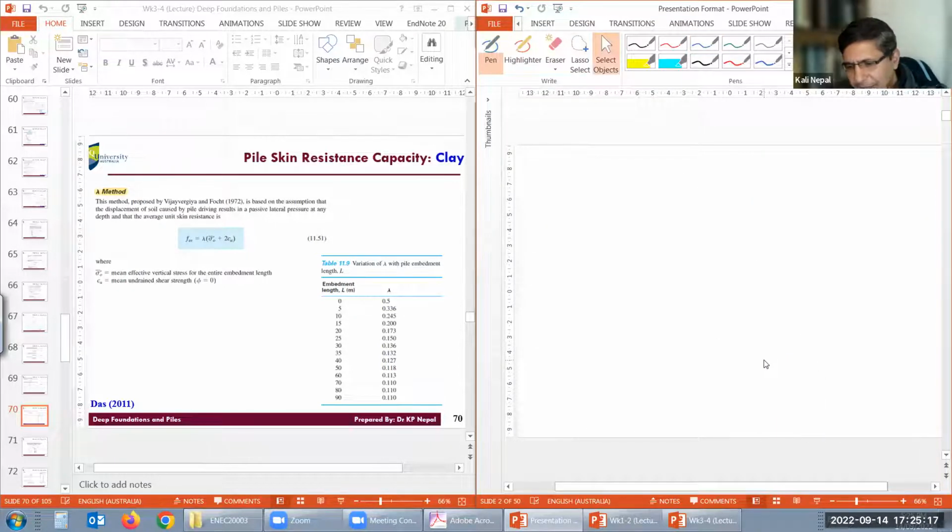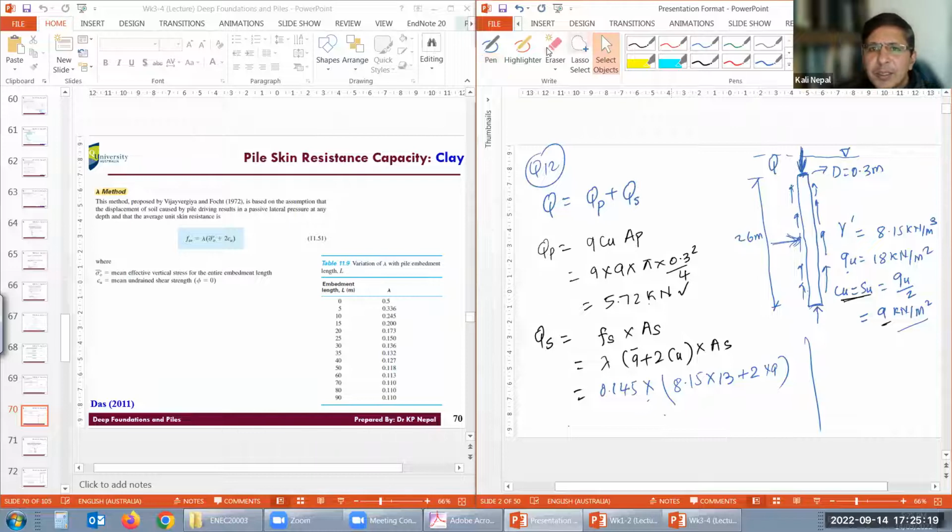So now can we calculate the area of the shaft? It's better I use the mouse to remove that. That makes better sense now. So times As, what is the area of the shaft? Length is 26. The circumference is pi d, right? Pi times 0.3. Can you compute this now for me?